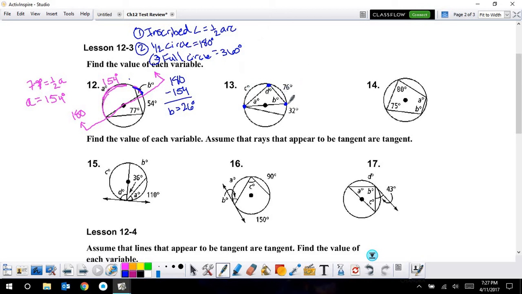Right, so when I go to look at 13 here, I'm going to use that same process to go ahead and find C. So I know the half circle is 180 degrees. So this top half needs to be 180 total between the arcs. So I've already spent 76 degrees. So that means angle C is going to be 180 minus 76. So it's 104 degrees.